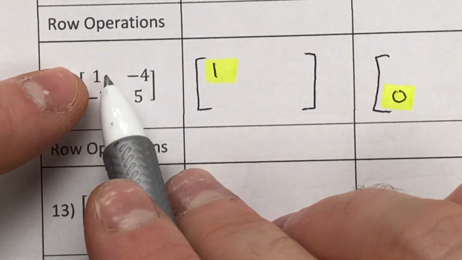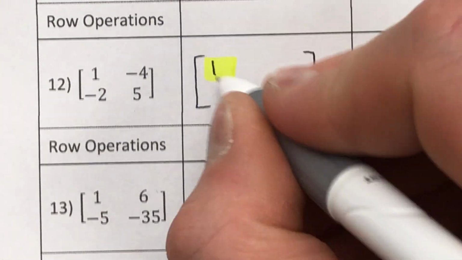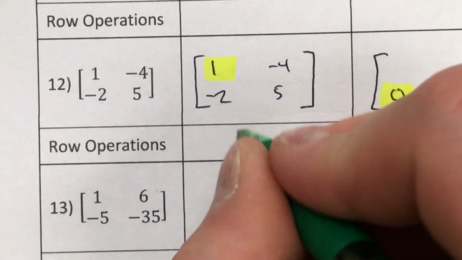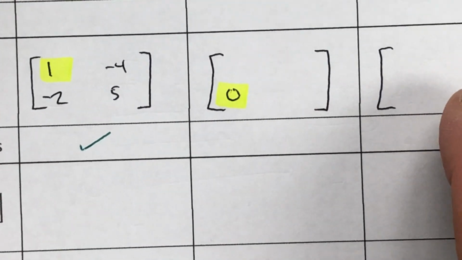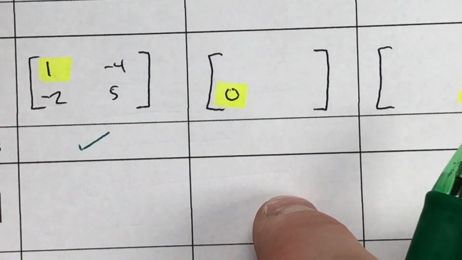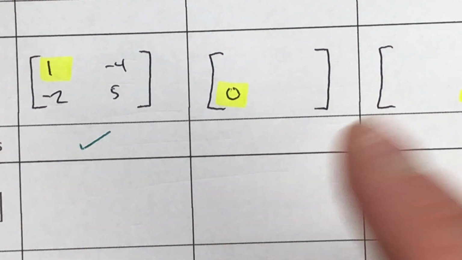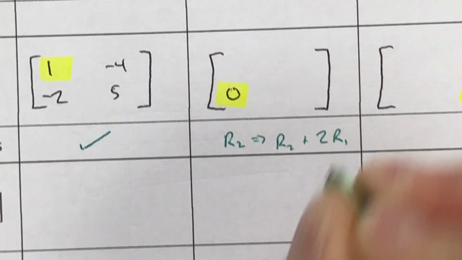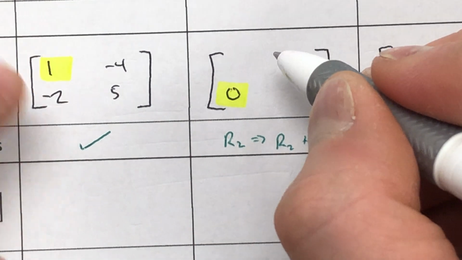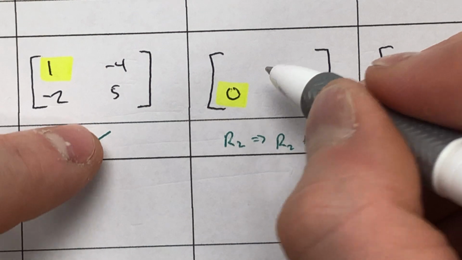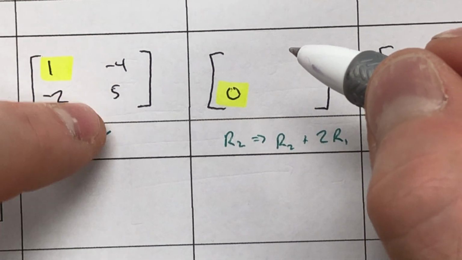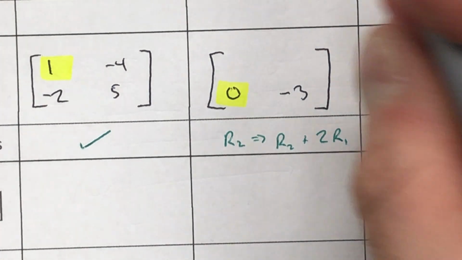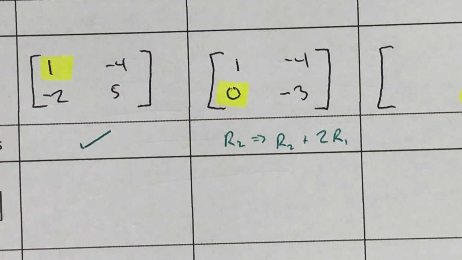As of right now, to get from a 1 to a 1, nothing changes. My steps are good at this point. To get from a -2 to a 0, well, that's going to take 2 of the things above it. So row 2 is row 2 plus 2 of row 1, which means -2 plus 2. 2 of the things above it is -8, so 5 minus 8 is -3. And because I did not affect row 1, boom.